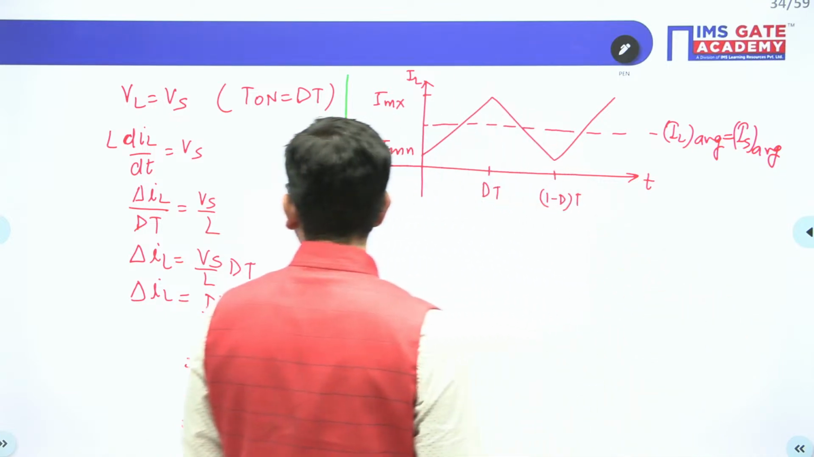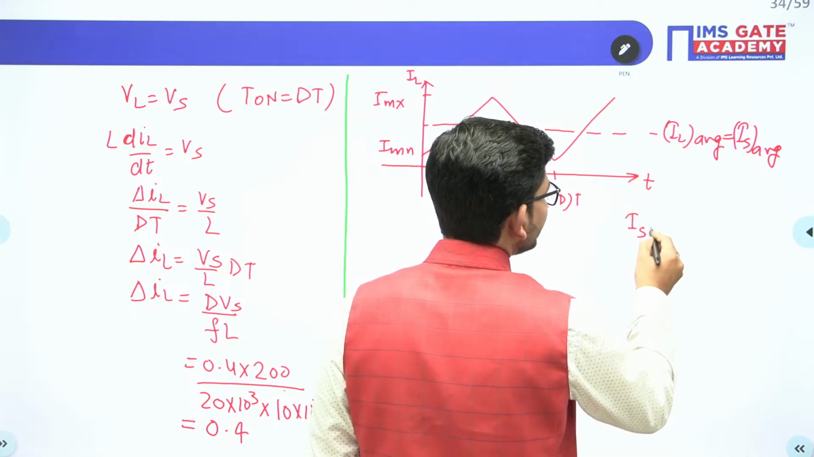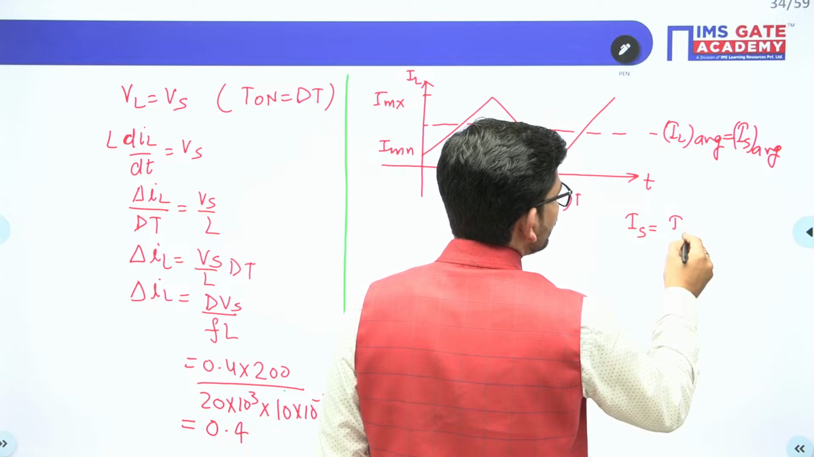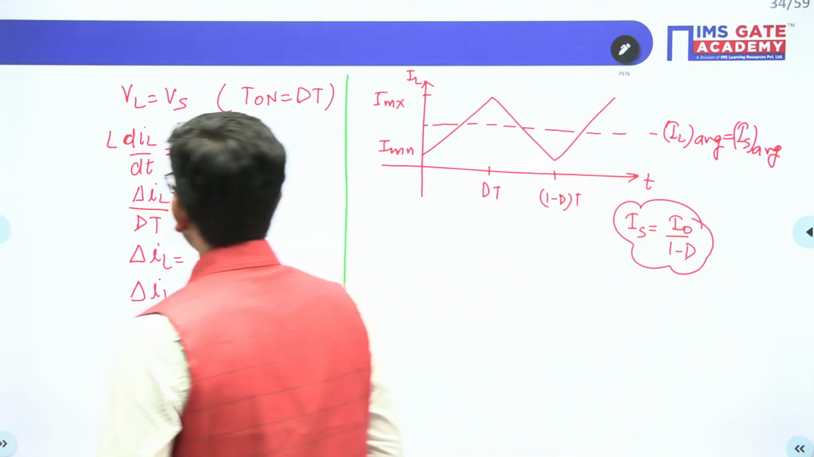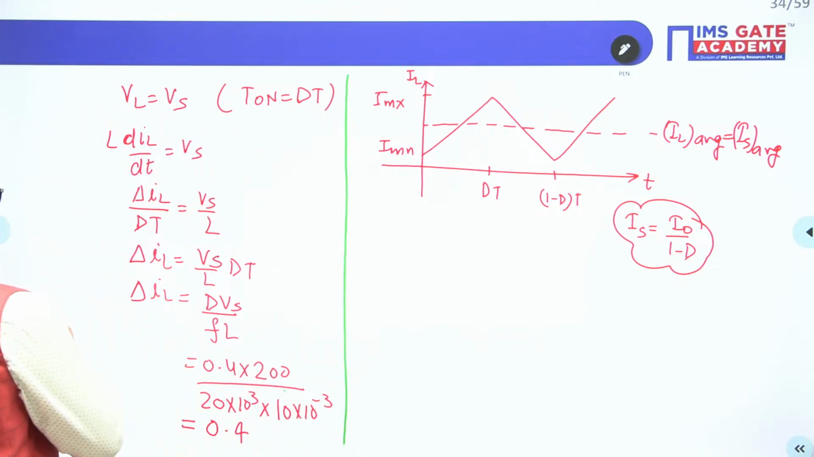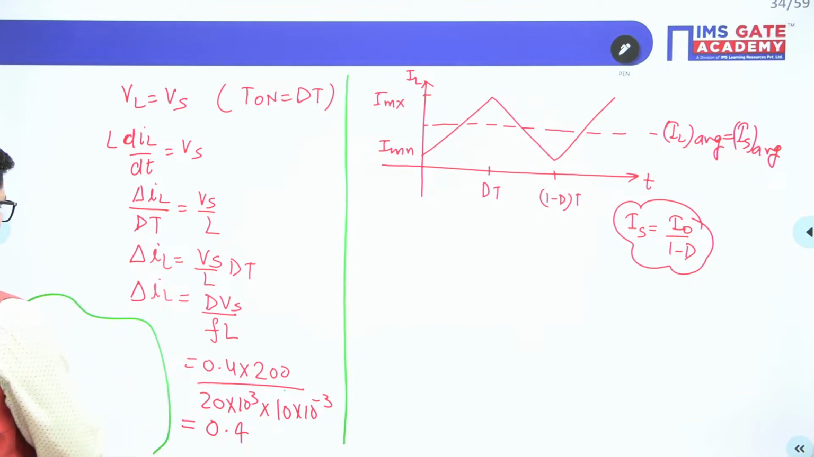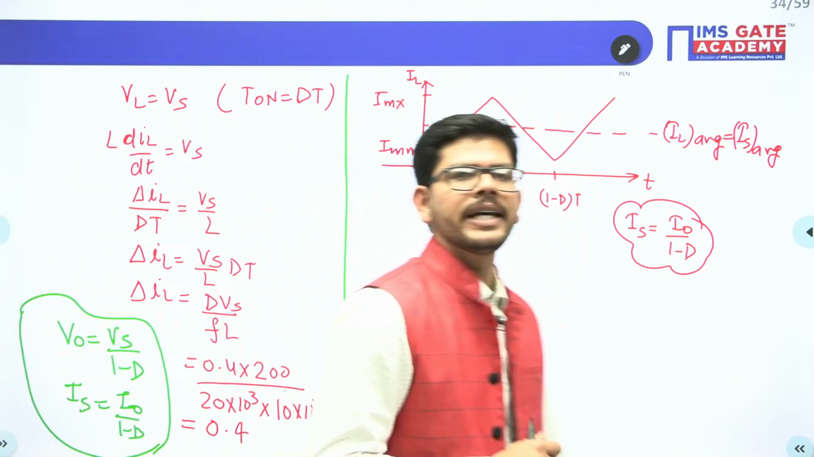Okay. Now how do you calculate the average source current? So guys, remember one fact, IS will be equal to I naught upon 1 minus D. How can you remember this? Whatever is the relationship between the voltages, the same relation IS and I naught have. If you remember, the voltage across a boost converter is Vs upon 1 minus D. Similarly, you can write IS is equal to I naught upon 1 minus D. So this is how you can remember this very easily.